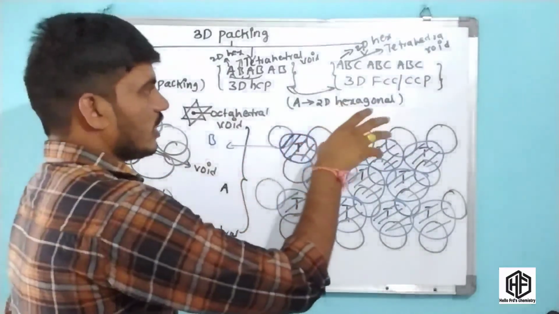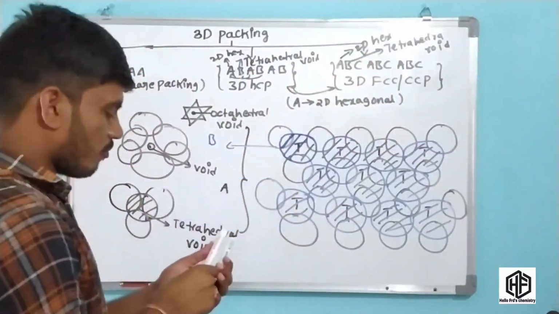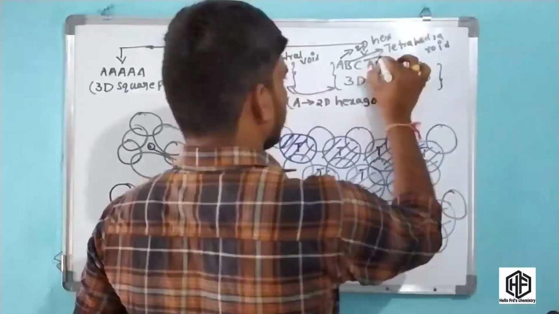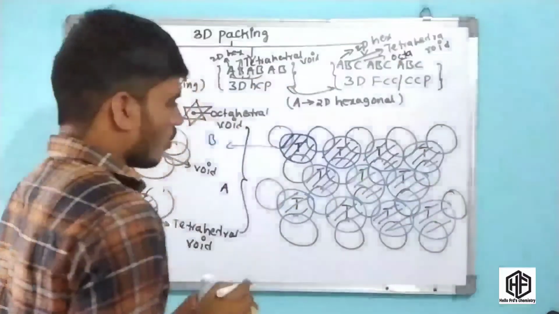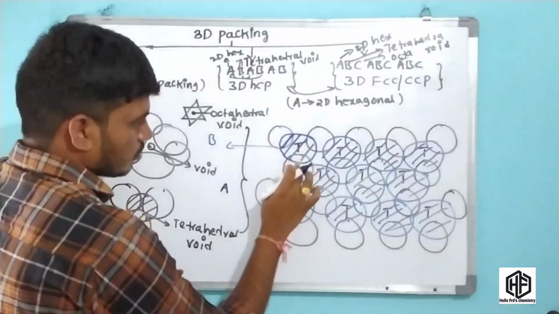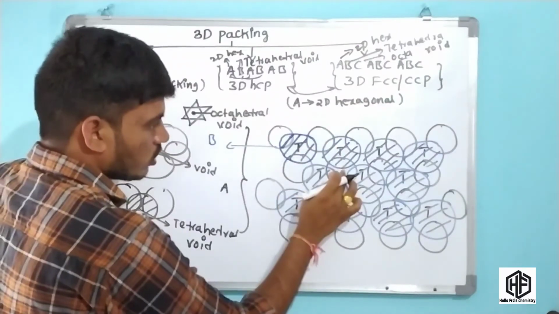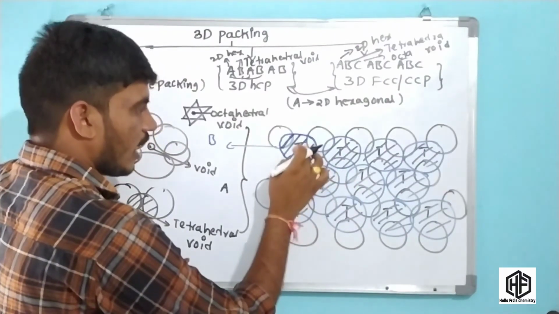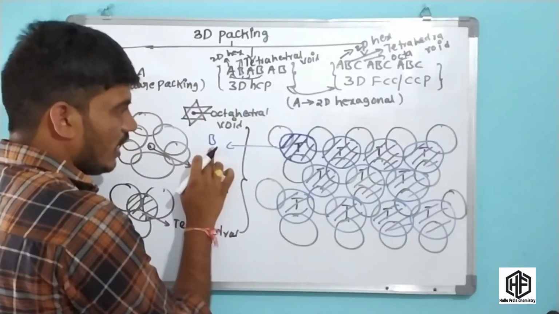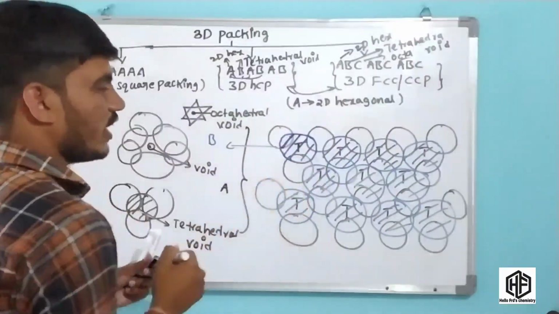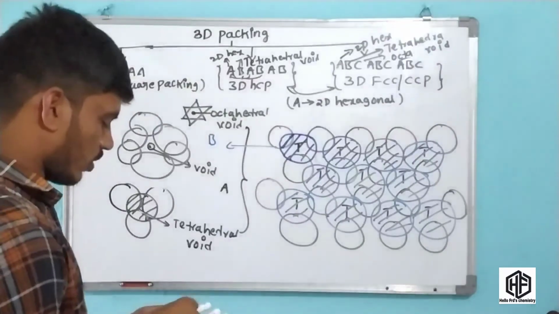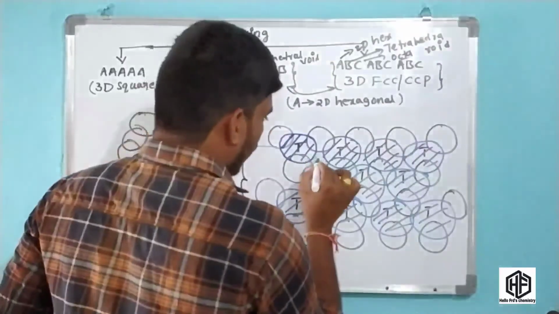Now we have to consider this C. C is an octahedral void. Okay friends, this C is an octahedral void. These are the 3 atoms present, 1, 2, 3, and above this, the B layer has 3 atoms present, 1, 2, 3, and this void is called an octahedral void. Okay friends, this void is called an octahedral void.